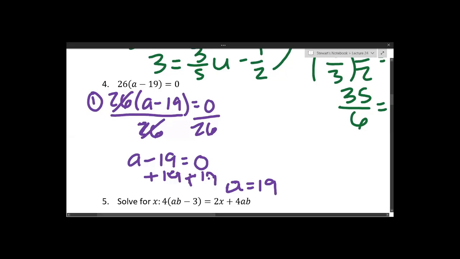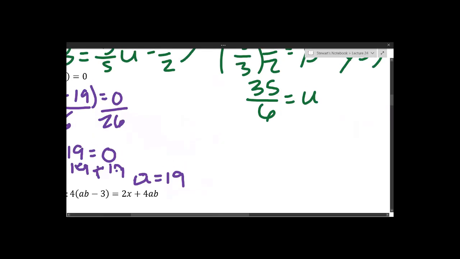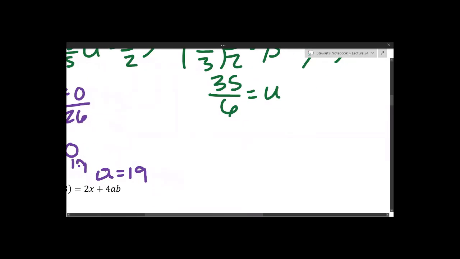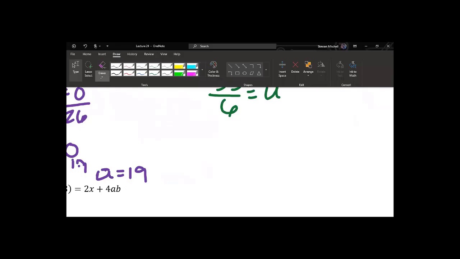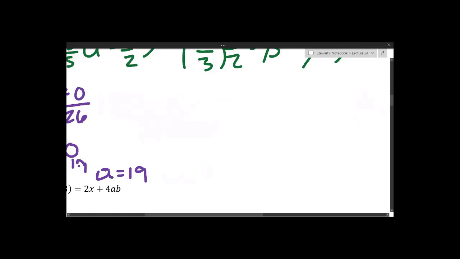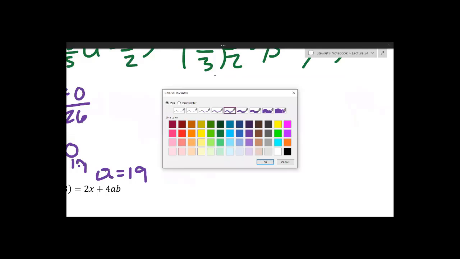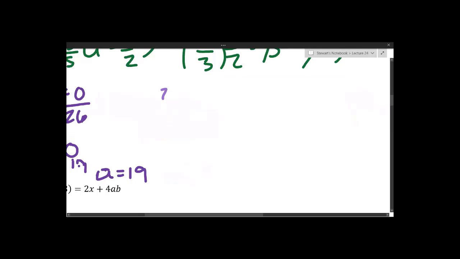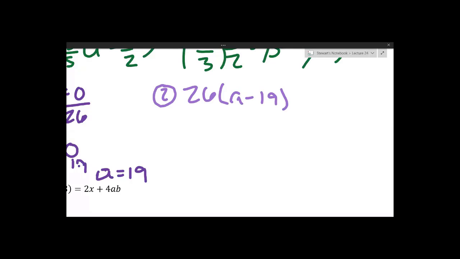Okay, and then a second way to do this, and I'm going to erase this from the last one just so I have a little bit more room. We have 26 times a minus 19 is equal to 0. What we can do first instead is distribute this 26 in. I don't know what that is off the top of my head, but let me check.